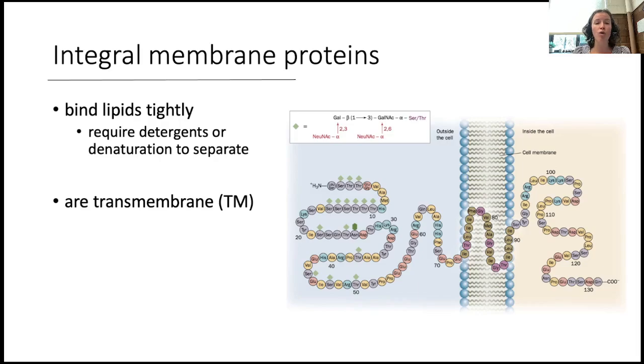These go all the way through the membrane, so they start on one side and end on the other side of the membrane. These bind lipids super tightly. They are really stuck in that lipid bilayer. In order to get them out, we need to use something like a detergent to suck it out of the lipid bilayer, or denature that protein to get it out, so change its shape. You might have heard these proteins called transmembrane proteins. It's the same thing as an integral membrane protein.